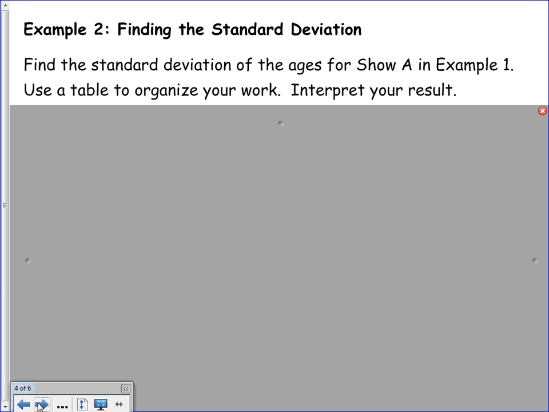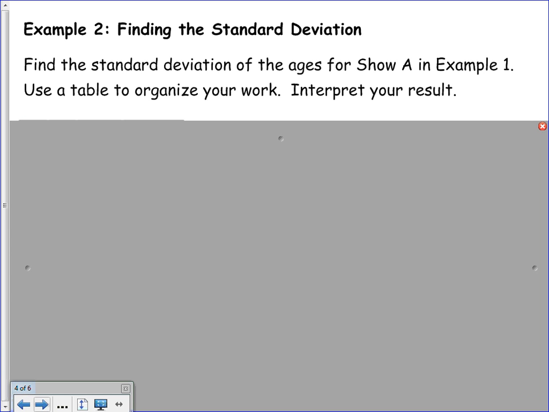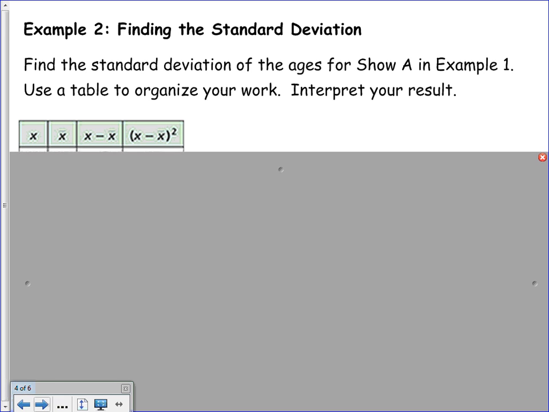Now in example 2, we want to find the standard deviation of the ages for show A in example 1, and we're going to use a table to show our work. The first step is to make a table. The x would be all of our values, so we just list the 12 values that were in the table.